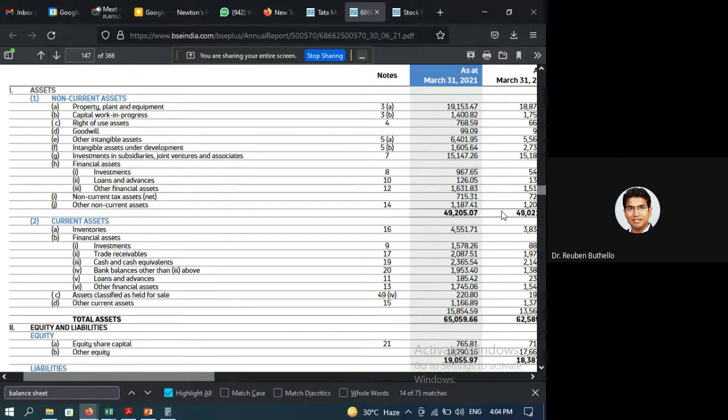Then you have other assets like work in progress assets. It means raw materials, other small tangible things, investments, loans and advances, money which they have given to other people and they are supposed to return back. So all of these other things will come under my assets.